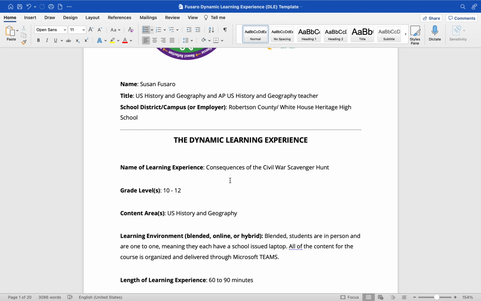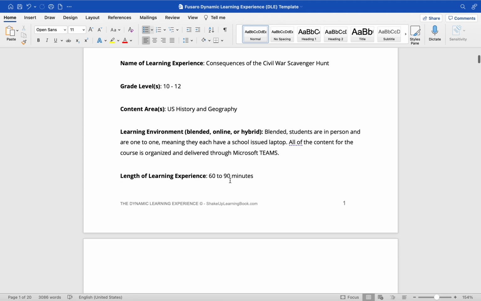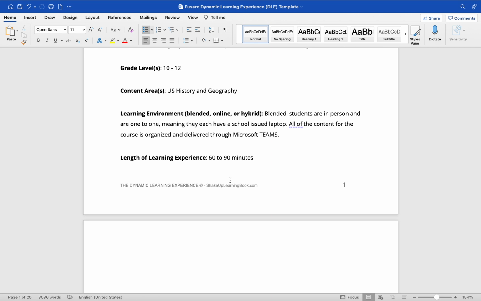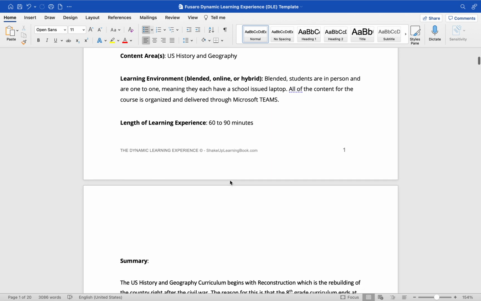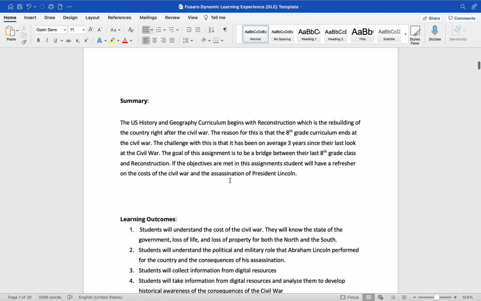The content area is U.S. history and geography. It is designed for blended learning, and it could also be used online and hybrid. The length of the experience is 60 to 90 minutes.